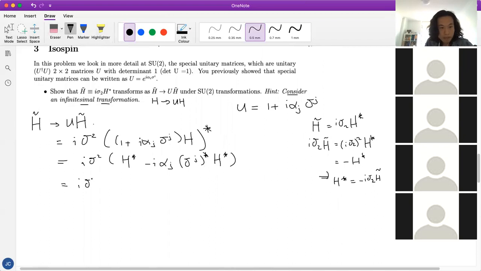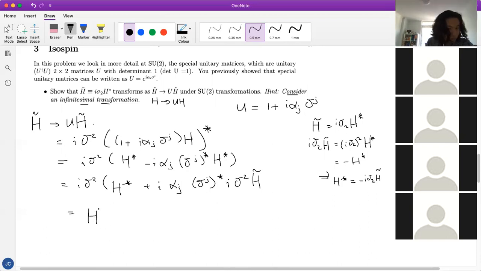So I end up with i sigma 2 (H star plus i alpha j sigma j star) i sigma 2 H tilde. I don't know why I wrote this upper index, but you get it. It's not squared. It's the upper index sigma 2, but it doesn't really matter. Okay, now I'm just gonna expand the thing out. So H star times i sigma 2, so this is just H tilde.